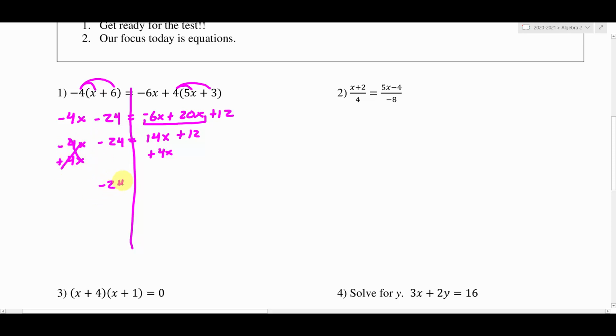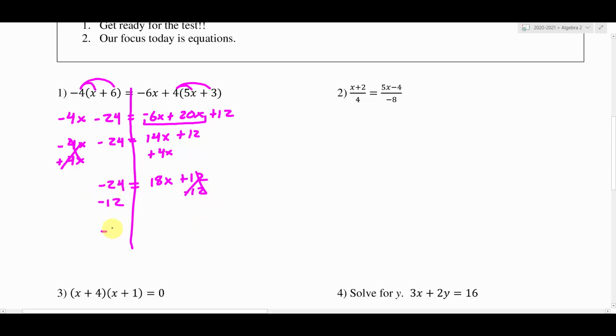All right. So here I go. So I'm just going to work my way left to right. Those cancel. -24 comes down. 14x plus 4x is 18x plus 12. There we go. All right, now I'm going to move the 12. All right, so I'm going to subtract 12 from both sides. All right, they cancel over here.